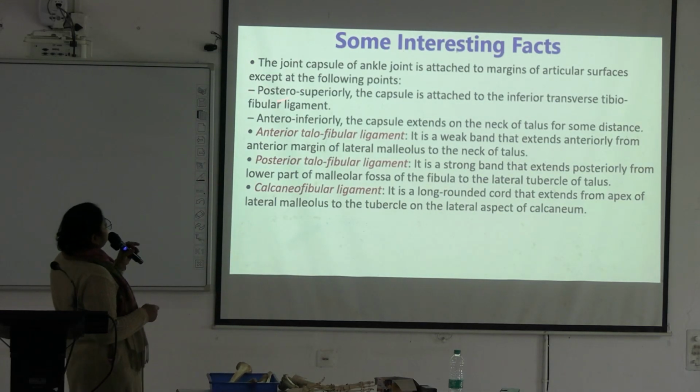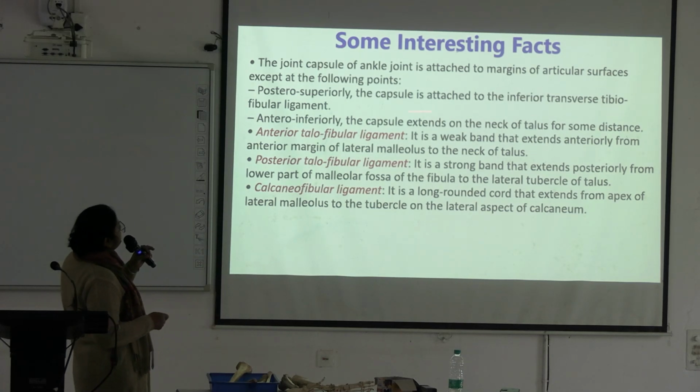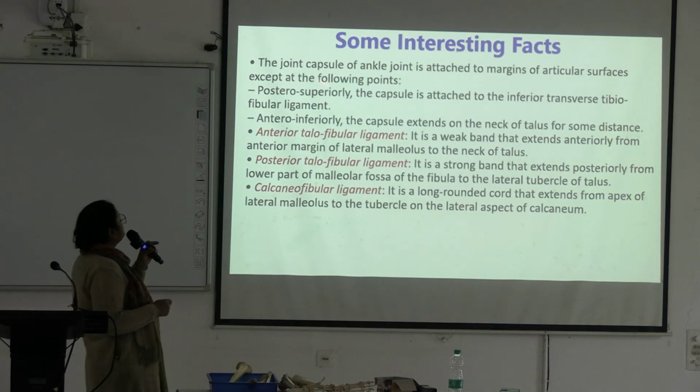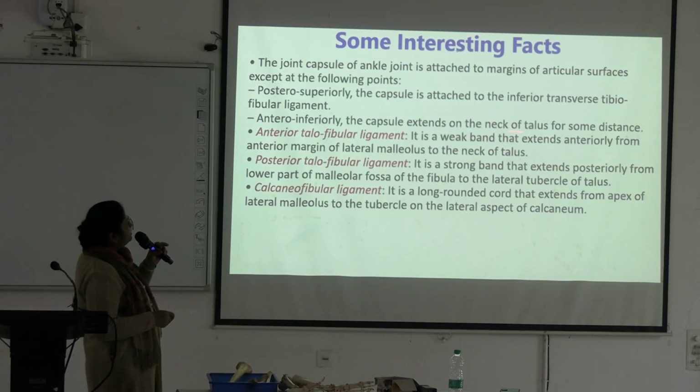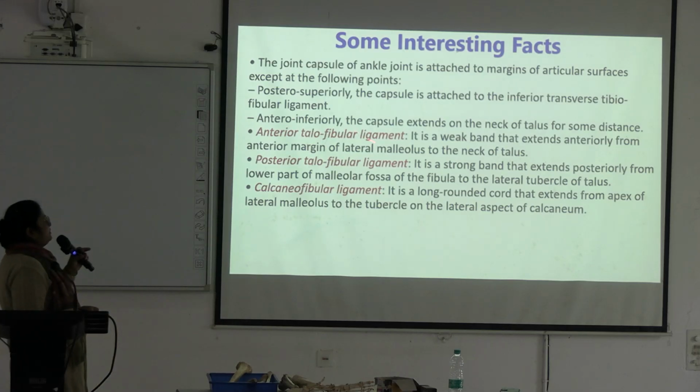So the joint capsule of the ankle joint is attached to the margins of the articular surfaces except at these points. Posterior superiorly, the capsule is attached to the inferior transverse tibiofibular ligament. And anterior inferiorly, the capsule extends on the neck of the talus to some distance.